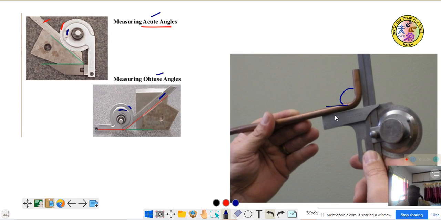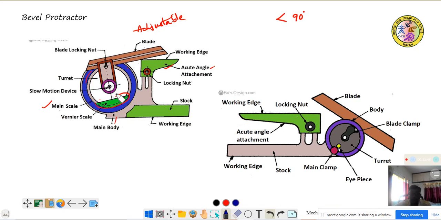So this is adjustable plate. This is adjustable blade. This is what? A working plate. Adjustable working plate. You can observe this one. So this one, this is working edge. Both working edges are. This is for acute angle attachment. This is for obtuse angle attachment.